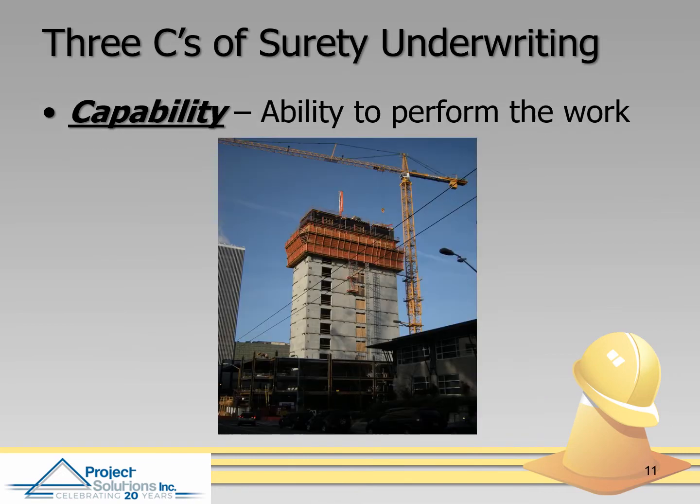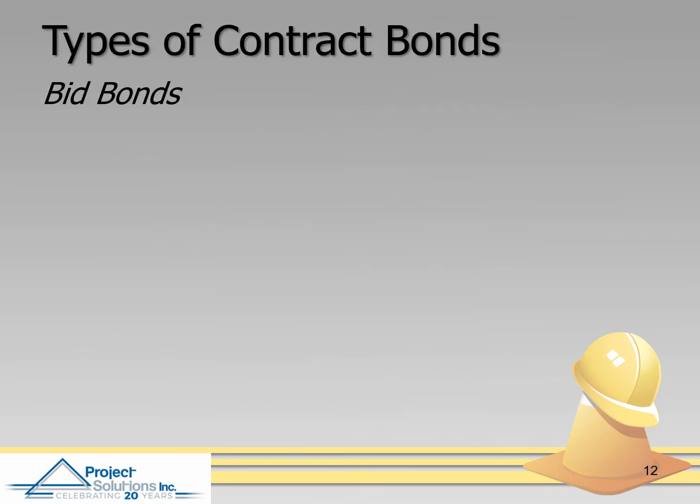Another one is capabilities. Does your company have the technical capabilities to perform the work? Have you done a project of similar scope and size previously? So the 3 C's of surety, character, capacity, and capabilities, will all be weighed in the decision of the bonding company to approve your application. Of course, there are several different types of bonds.